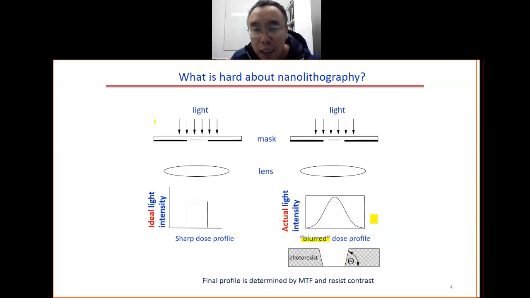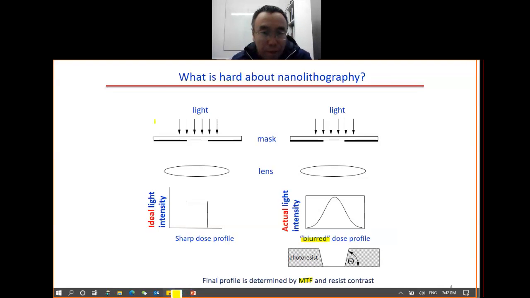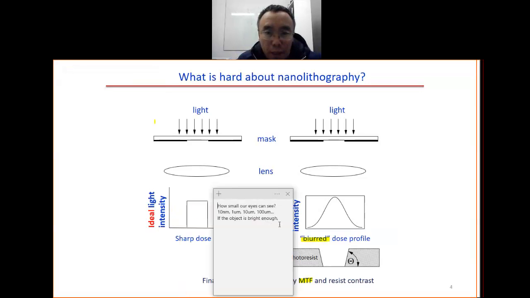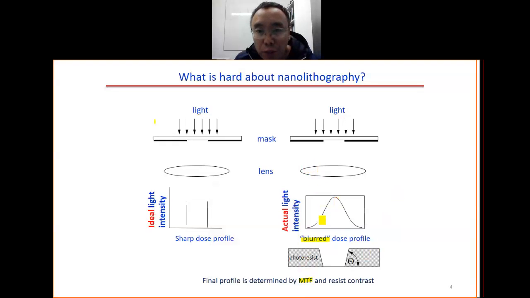How blurred it is, as you know from the NE353 lecture, is determined by a function called MTF, which is the modulation transfer function. I think you have learned this from the previous term. Again, because of the diffraction, the light profile will be something like this.